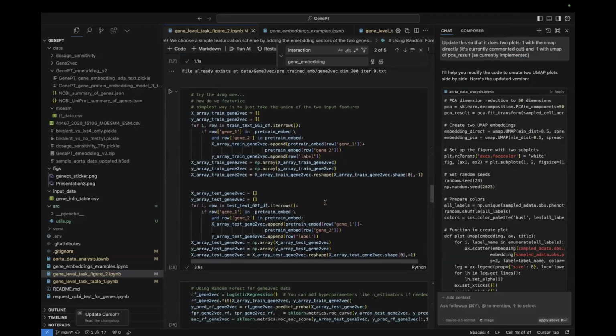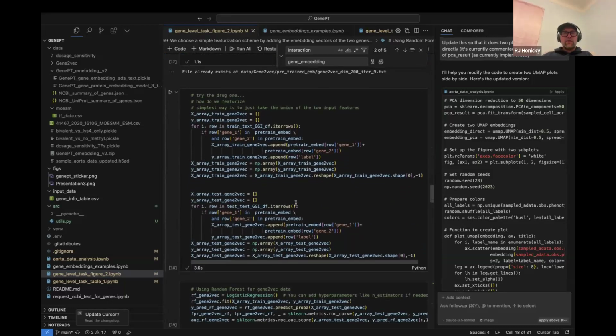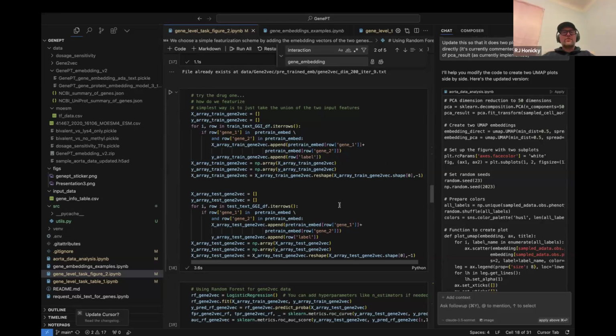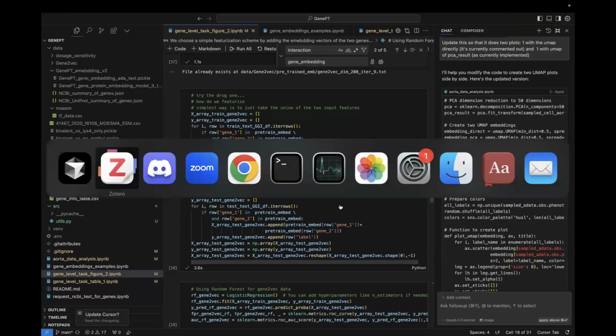Got it. And I guess the label here is just 0 or 1, I imagine, for whether it's interacting or not. Yes, that's right. Does that make sense? Yeah. So basically you're training a logistic regression against the sum of the two genes and trying to predict whether they interact or not. That's right. Is that clear? Yeah, I think that answers my question.